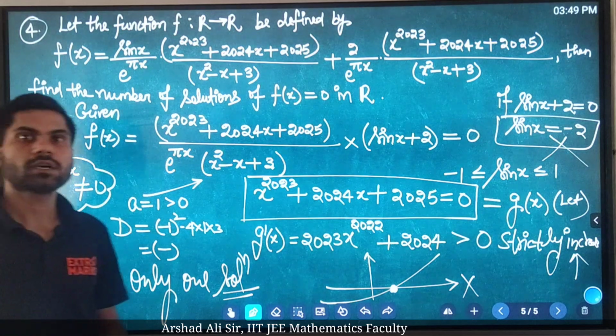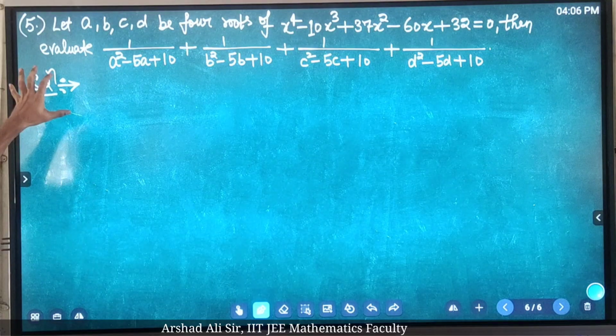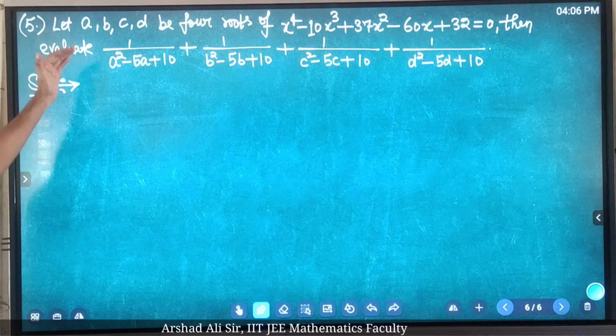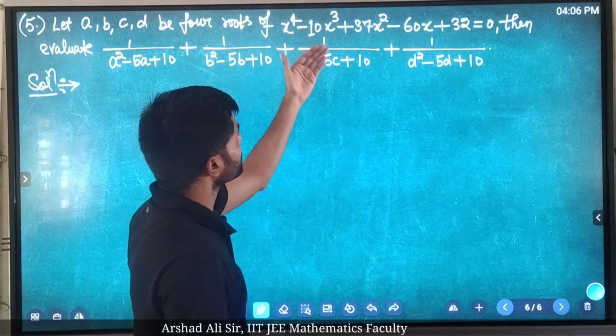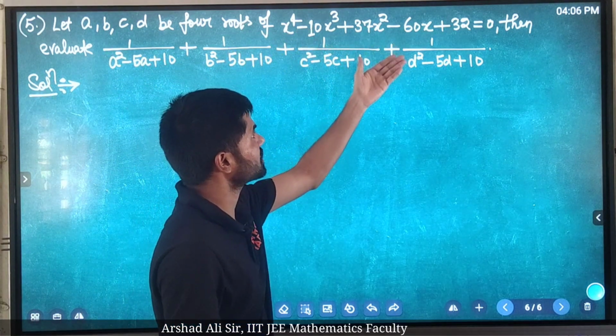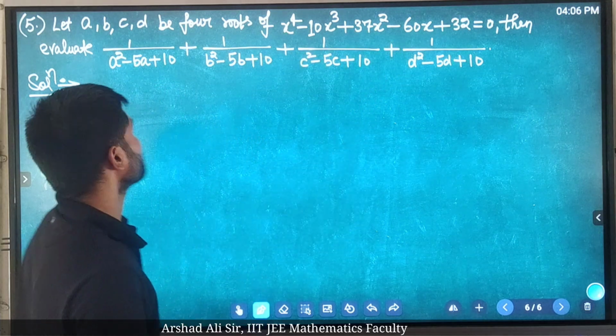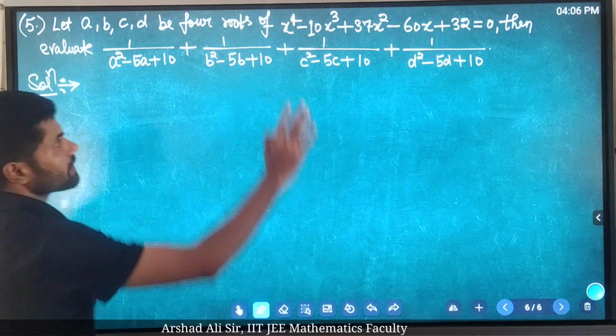Now let's discuss one more question. In question number 5 we have given, let a, b, c, d be 4 roots of x to the power 4 minus 10x cube plus 37x square minus 60x plus 32 equal to 0. Then we have to find out value of this expression.